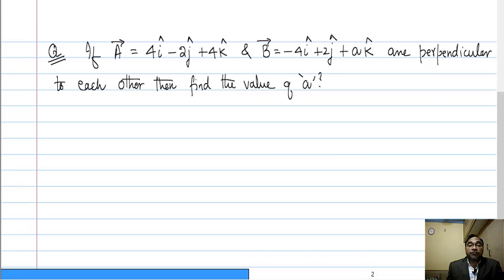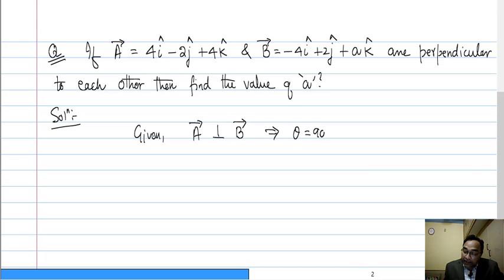Now, let us take one more question which again deals with dot product. The question is: if vector A is 4i minus 2j cap plus 4k cap and vector B is minus 4i cap plus 2j cap plus a times k cap, and they are perpendicular to each other, then find the value of a. The data clearly says the two vectors are perpendicular to each other. So let us record this: given A vector is perpendicular to B vector. This concludes that the angle between them is 90 degrees.